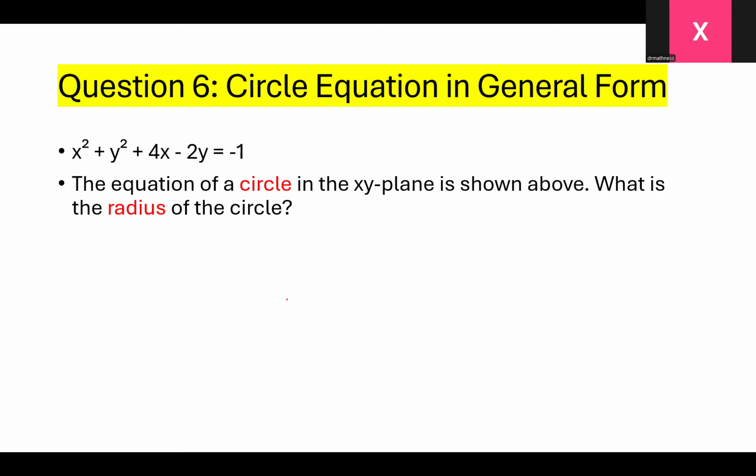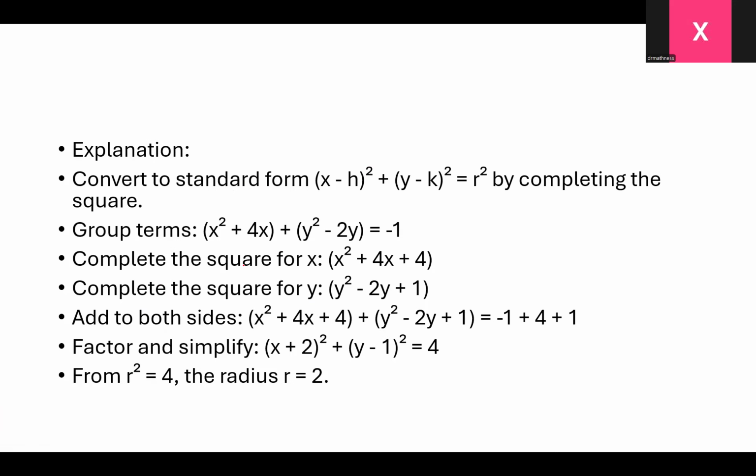For question 6, it's a circle equation in the general form, right? So here we are given such an equation. This is an equation of a circle in the xy plane, right? So what's the radius of the circle, right? We need to rewrite the equation to convert it to the standard form of the circle, right? So the standard form should be in this way, right?